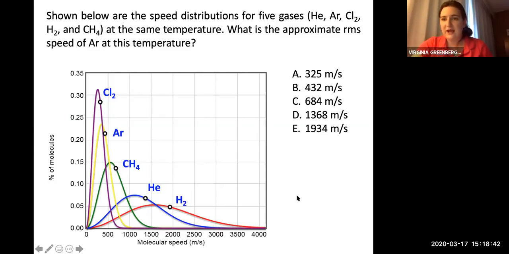And so then once we have our 5 gases matched up with their plots, we can focus on the argon plot. And we know the RMS speed is going to be just a little bit to the right of the peak. And if we kind of follow that down, we can see that we're a bit shy of 500 meters per second. And that would correspond to answer choice B then, of 432 meters per second.